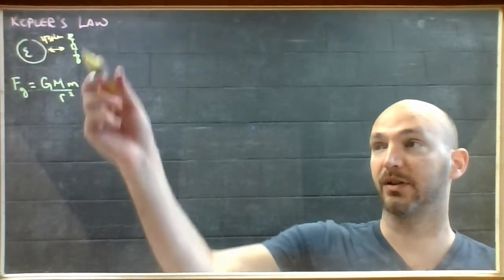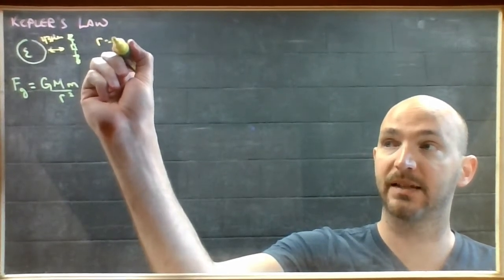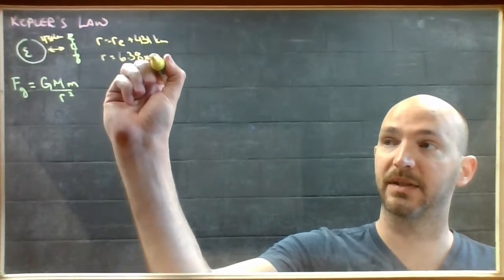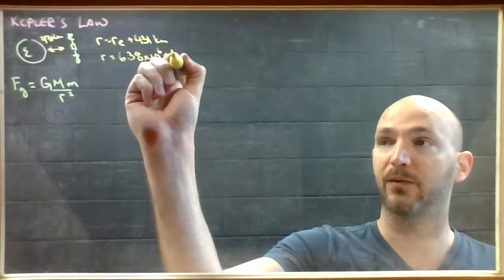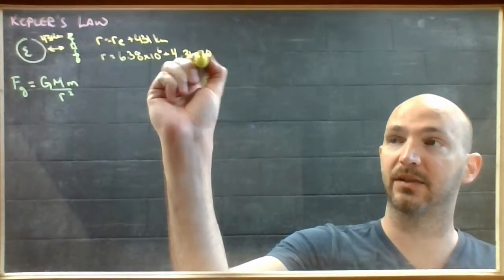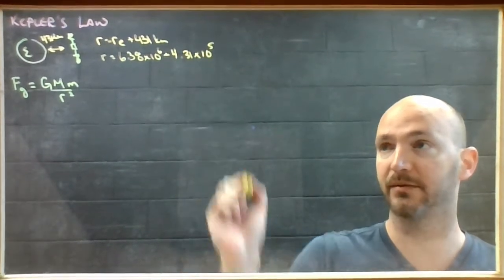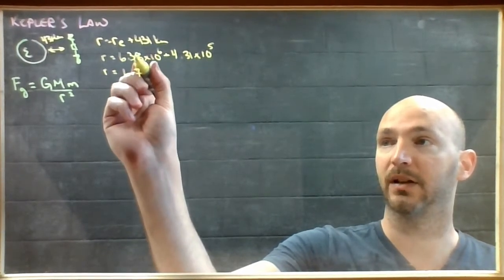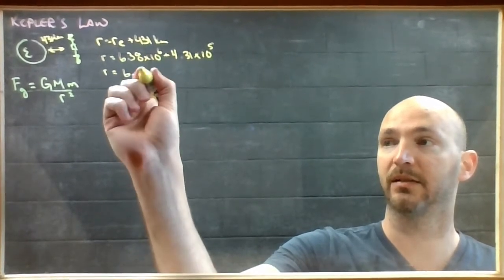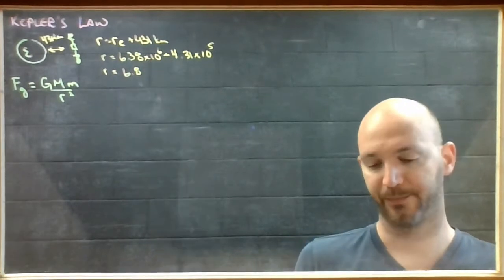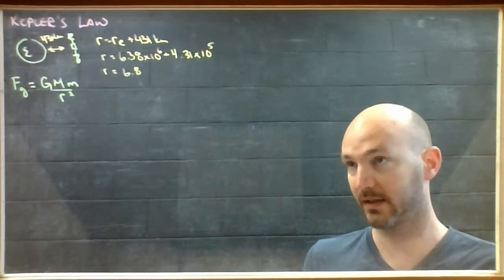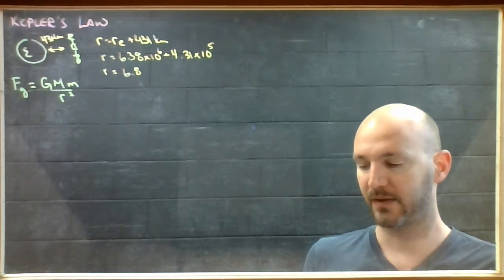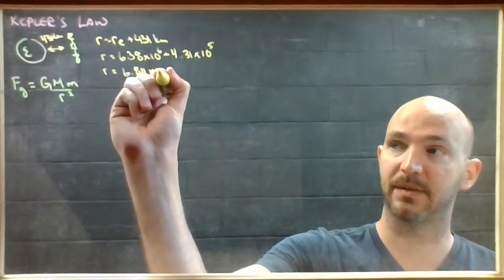At that particular location, the radius that this station is orbiting at is the radius of the Earth plus 431 kilometers. Which is 6.38 times 10 to the 6 meters for the radius of the Earth, and 4.31 times 10 to the 5 for hundreds of kilometers, which gives us a total of 6.38 times 10 to the 6 plus 4.31 times 10 to the 5, which gives me 6.811 times 10 to the 6.